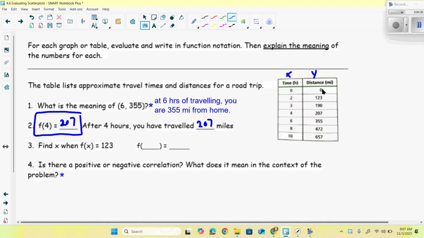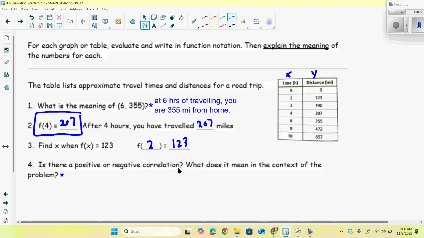So we find 123 on the output and work backwards to find that it was a 2 that got us 123 miles. And it isn't asked here, but a good way of saying that, this one said after 4 hours you've traveled 207 miles. For this one, you could say, to travel 123 miles, it will take 2 hours. Just flip it around, but it's an important distinction.